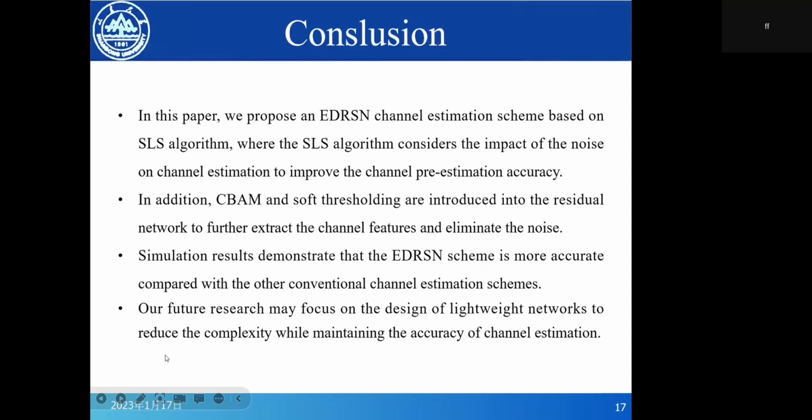And we will make further research. Our further research may focus on the design of lightweight networks to reduce the complexity while maintaining the accuracy of our channel estimation. So our further research objective is to design a lightweight network.